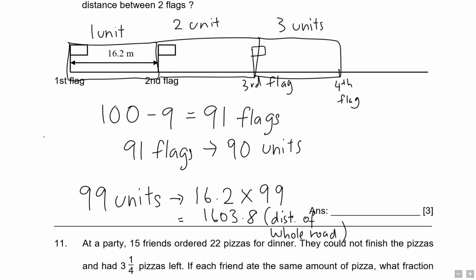Okay, so supposedly they are going to place all the flats in the whole road, and this whole road is a total distance of 1603.8. But now instead of placing 100 flats, they only have 91 flats, and because of these 91 flats, they are only able to place 90 units of it. And they still want to max out the whole distance. So we can say that this 90 units, because you can only place 91 flats, 90 units will be the entire road now, which is 1603.8.